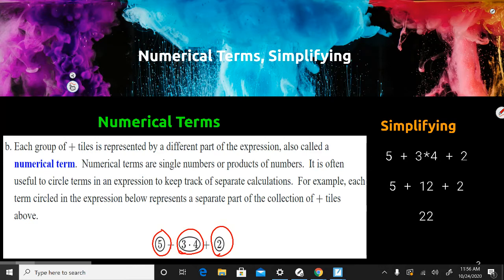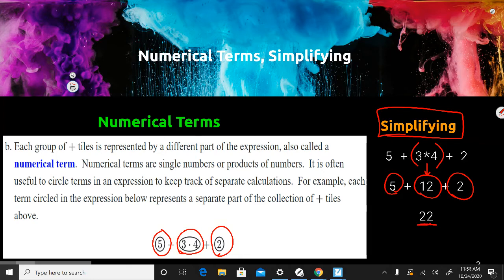And then if we look over here to when we actually simplify that expression, we're going to start off by doing 3 times 4 because that's not by itself yet. When we do 3 times 4, we get 12. And now look at this. We have 3 standalone numbers that we can just simply add together and arrive at our answer of 22. So 22 would be the simplified version of this expression right here.